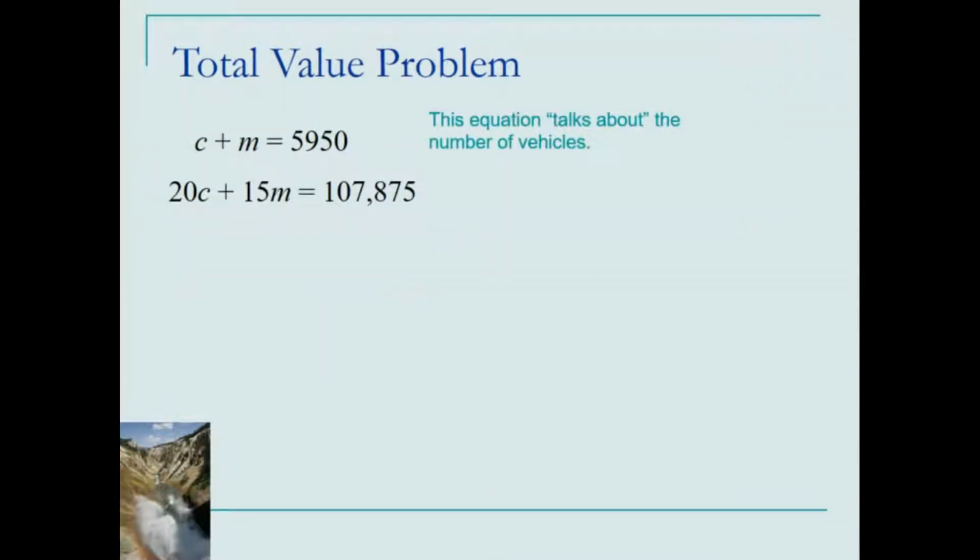Again, the first one talks about the number of vehicles. The second equation talks about the revenue from the vehicles that entered the park.